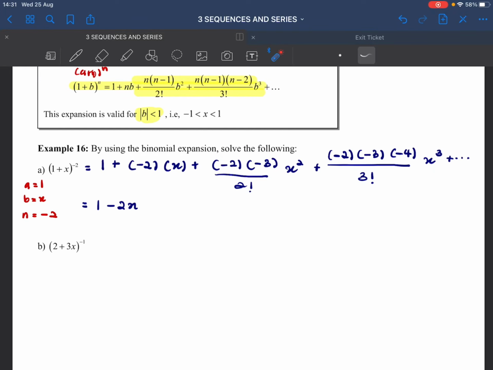Divide by 2 factorial, we will have plus 3x squared. And this one, negative 2 times negative 3 is 6, times 4 is minus 24, divided by 3 factorial, we will get minus 4x cubed. Okay, plus dot dot dot.